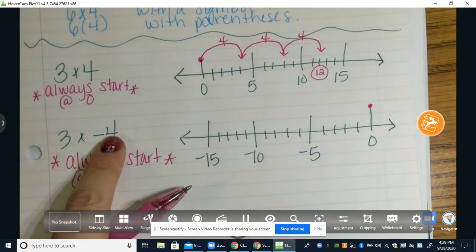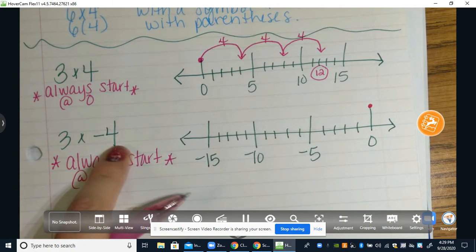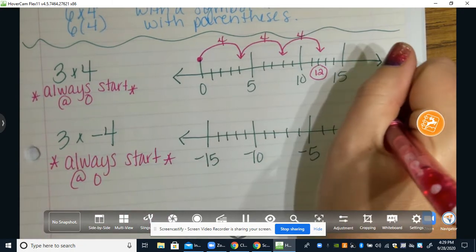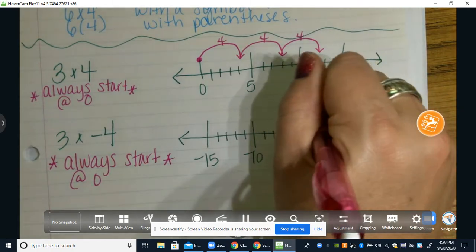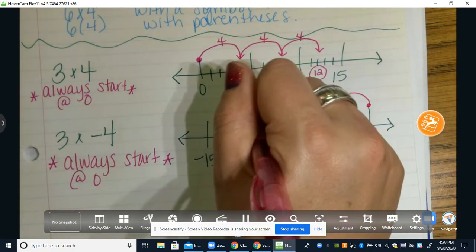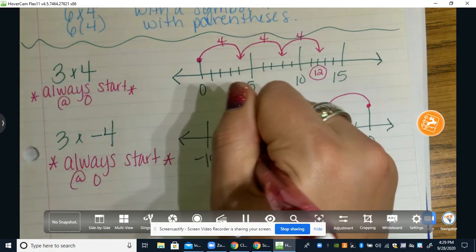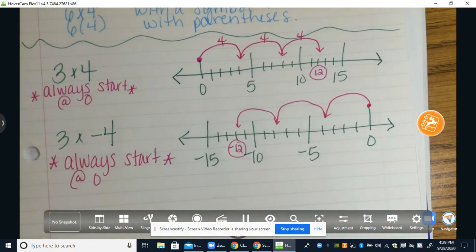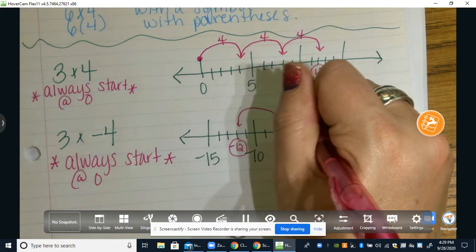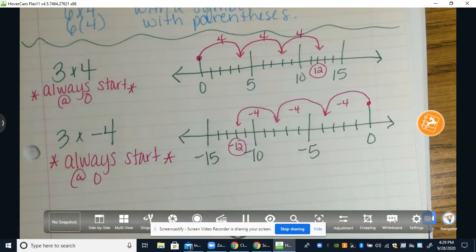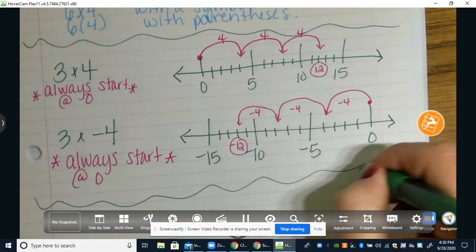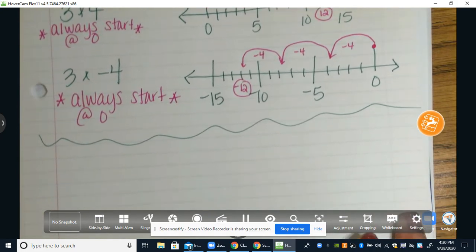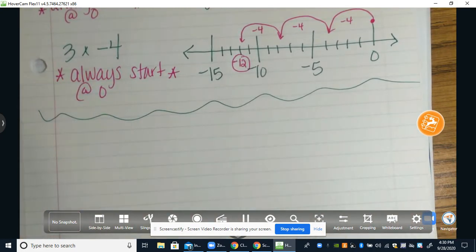So remember, I have 3 groups of -4. Negatives are to the left, so I'm going to go to the left 4, 3 times. So there goes 1, there goes 2, there goes 3, and I end at -12. And you may see it like this, -4, -4, -4. Okay? So that's how you can see it on a number line. I'm drawing this because it may be a test question, and I've seen this on STAR a couple of times, so I want you to be aware of it.